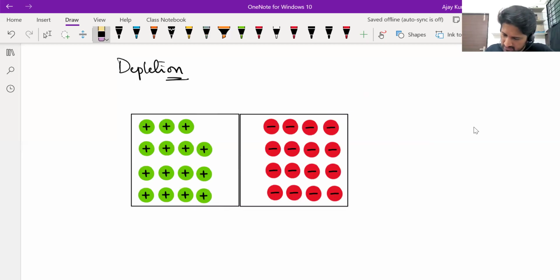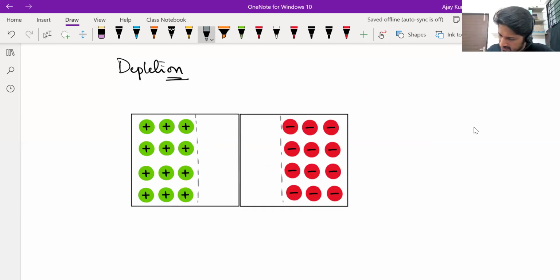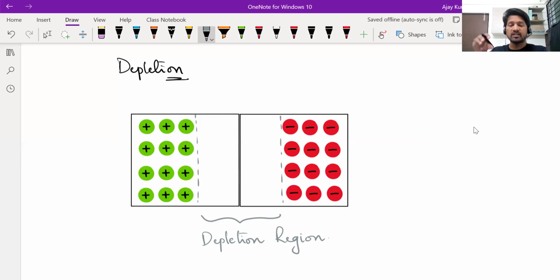Let's remove two layers. Okay. So this area which now effectively doesn't have any charge carrier concentration, this area is called a depletion layer or a depletion region. It is depleted of charge carriers. What charge carriers are depleted? Those extrinsic ones, the ones which are brought in by the dopants, those charge carriers won't appear.